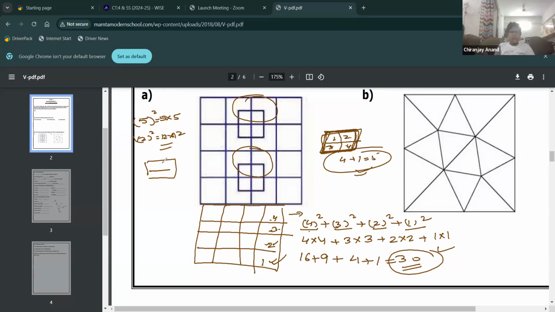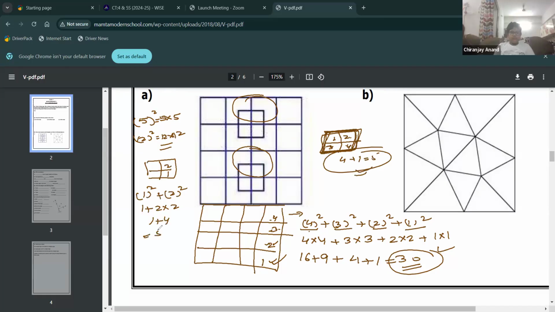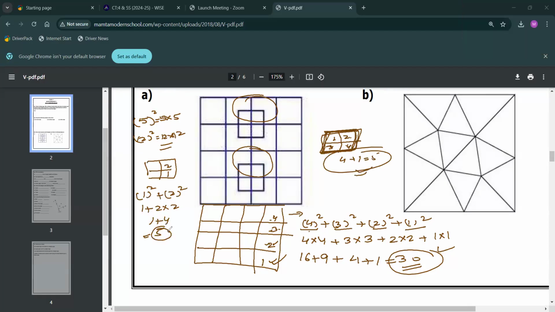And see by short trick. See, children, by short trick: 1, 2. Then find the square of 1 plus the square of 2. So 1 plus 2 into 2, so 1 plus 4, it will be equal to 5. Got it? Yes, ma'am. Understood? Yes, ma'am. Is there any doubt? No, ma'am.